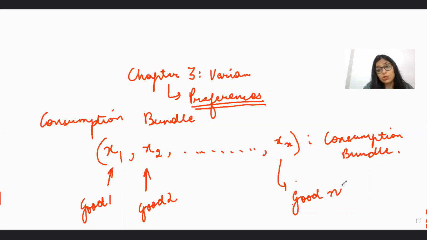Although we would love to go ahead with this n commodity case, a lot of times it is very difficult for us to work with it. Now you may ask, why is that the case? The answer is, if I have to plot the n commodity case, that would mean an n-dimensional figure.